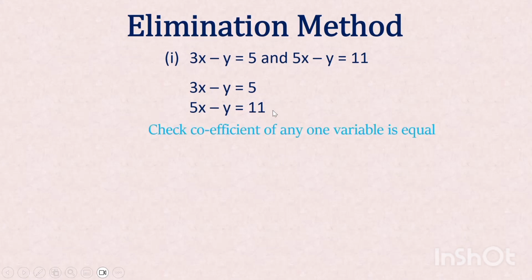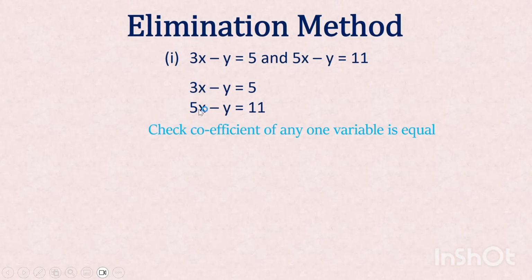Okay. First, we have to check whether the coefficient of any one variable is equal. I'll explain what is meant by coefficient and variable. Here, see, we have two variables. One is the x variable, one more is the y variable. In this, we have to check the coefficient. Coefficient in the sense, we have 3 here. The coefficient of variable x is 3. That we have to check.